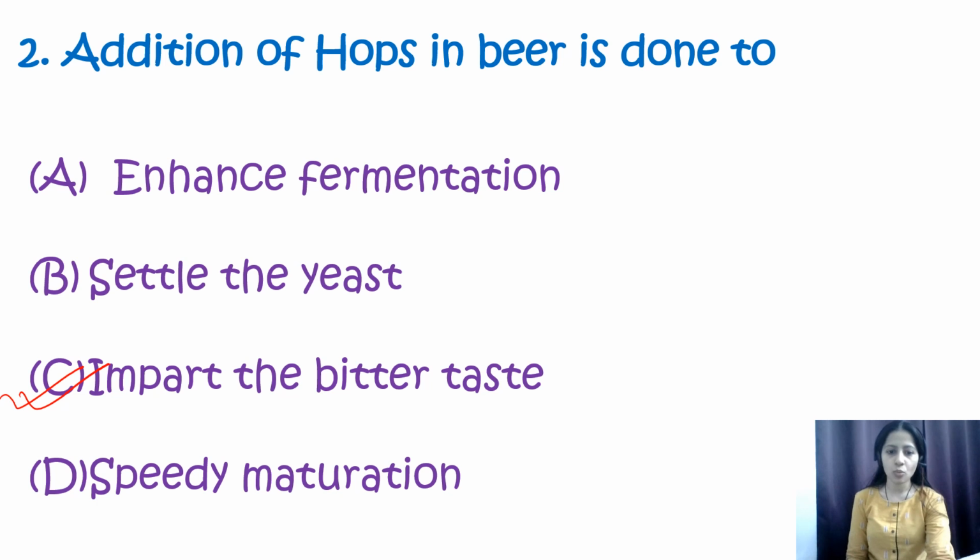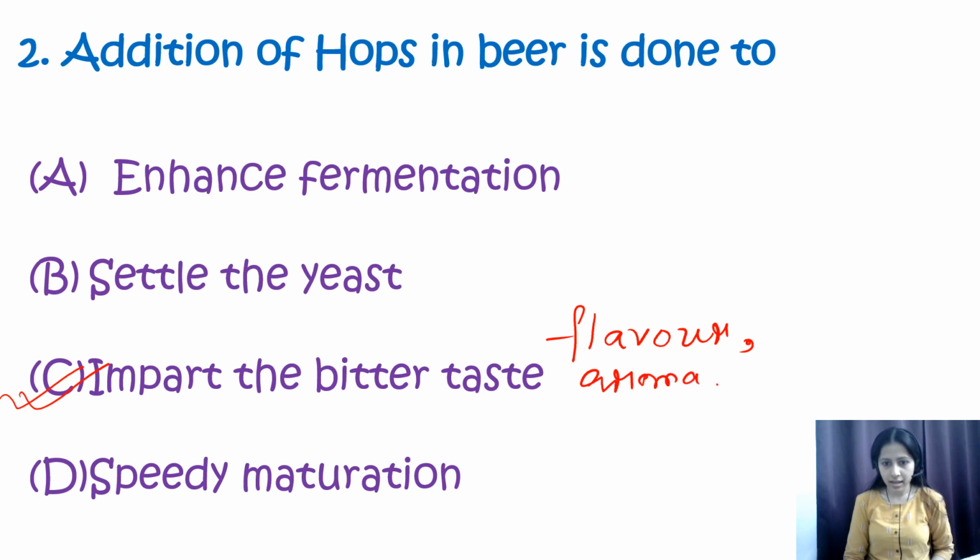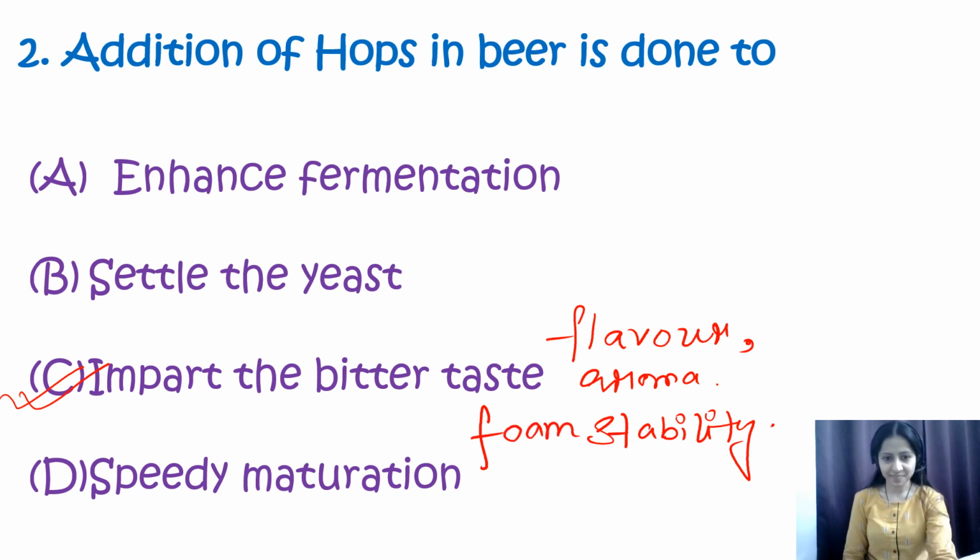So why is this bitterness added? This bitterness is added to balance the sweetness of the malt. I'll write over here for you that other characteristics are, first flavor, second aroma, and third stability. Better to write foam stability. So over here my correct option is C.